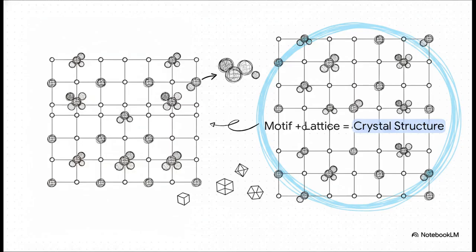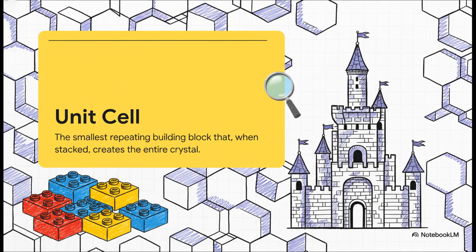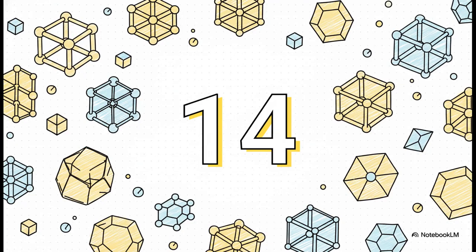It's really that simple. Now, if you look closely at that lattice, you can find the smallest repeating chunk that contains the full pattern of the whole thing. We call that the unit cell. It's just like a single Lego brick. You can take that one brick, and by repeating it over and over again in 3 dimensions, you can build an entire castle.